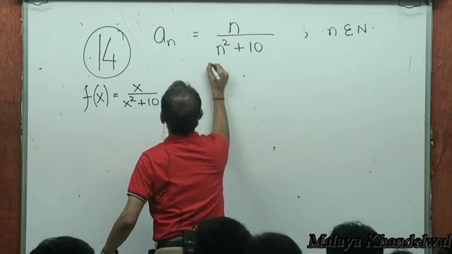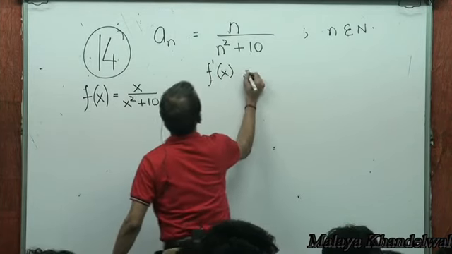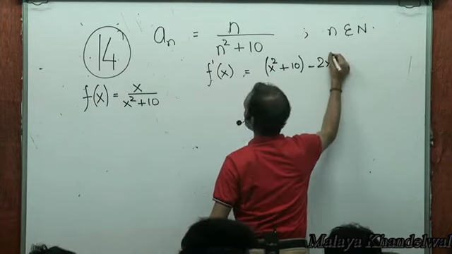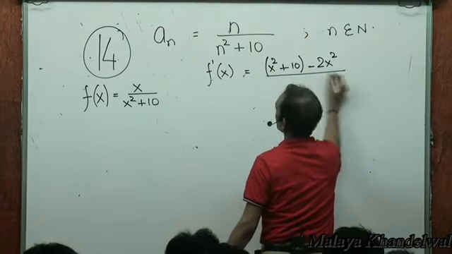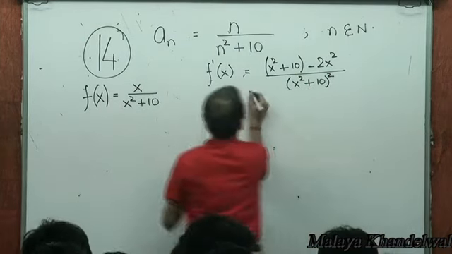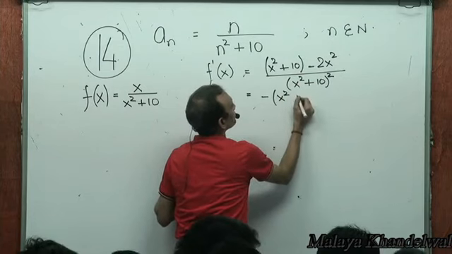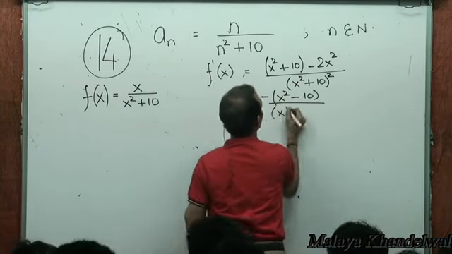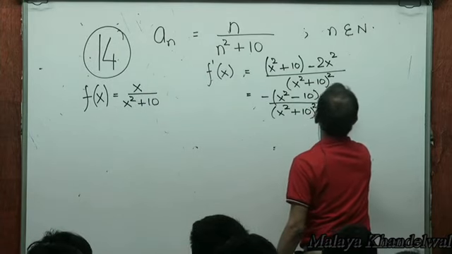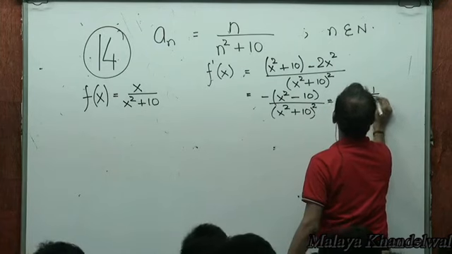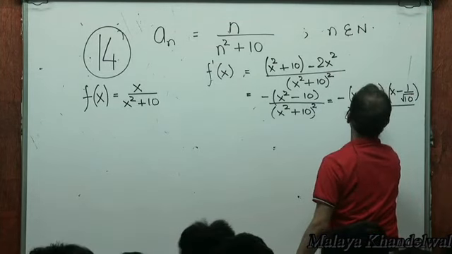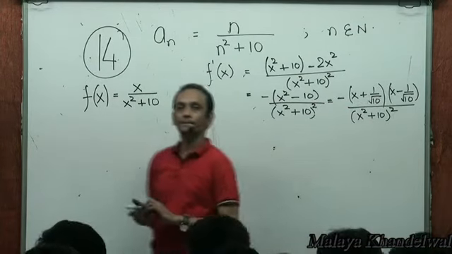So, f dashed x is x square plus 10 minus 2x squared divided by x square plus 10 whole squared. Yes or no? Which is minus of x square minus 10, whole square, right? Which is like minus x plus root 10, x minus root 10 divided by x square plus 10 whole square. Right? Yes or no?